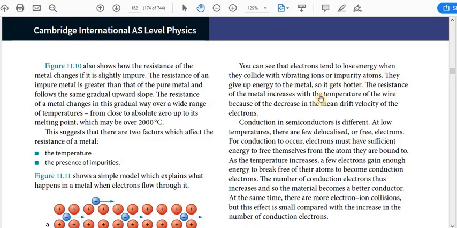The resistance of the metal increases with the temperature of the wire because of the decrease in mean drift velocity of the electrons. So the speed with which the electrons flow is reduced. So that's why we say the resistance of the metal increases. Current is charge over time. So if you have less charges flowing in a certain time period, that means the current is reduced.